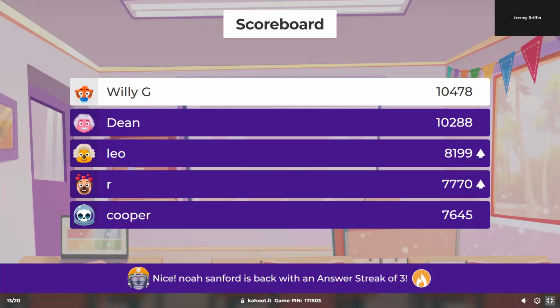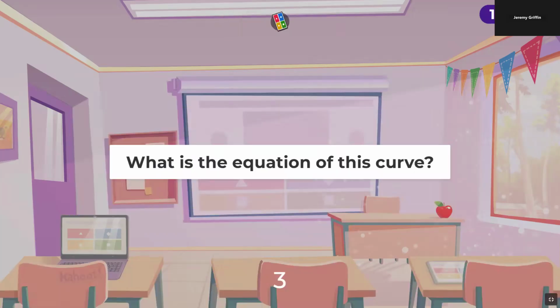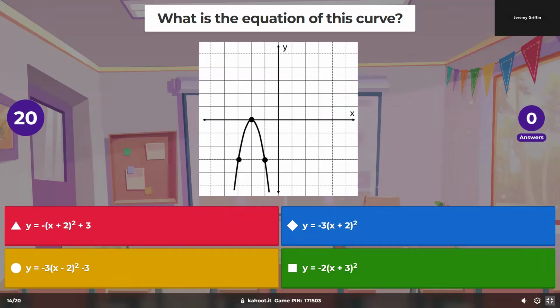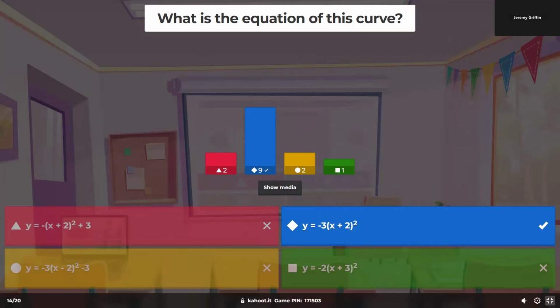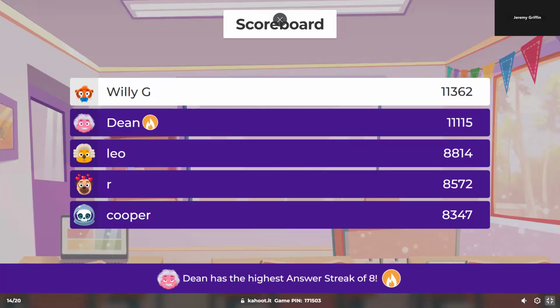All right. I got Cooper, R, Leo, Dean, Willie G. Equation of this curve. Left 2, see, upside down. Also vertically stretched by a factor of 3, it looks like. 3 times as tall, upside down. That's it. So there's your left 2, and there's your upside down stretched by a factor of 3.